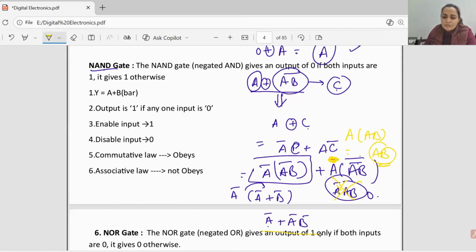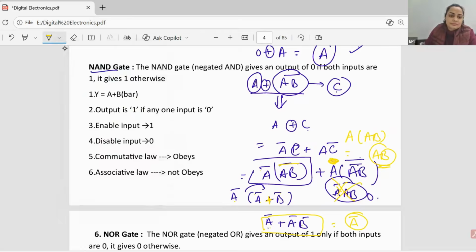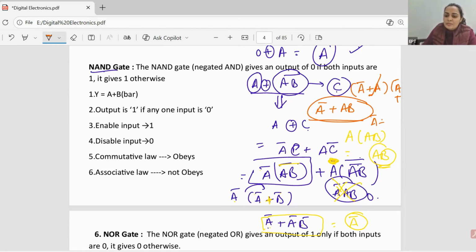Now let's find out the first term. So a bar into (ab) bar can be written as a bar into (a bar plus b bar). Now multiply it. So this is going to be a bar plus a bar b bar. Now take a bar common. So this is going to be a bar only, right? Now let's write here a bar plus ab. First I will write a bar plus a, then a bar plus b. So this will be 1, so the answer will be a bar plus b.